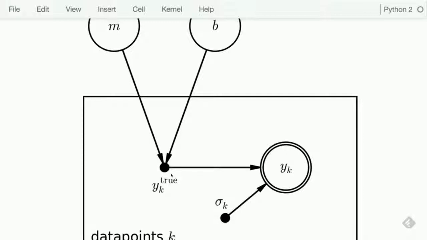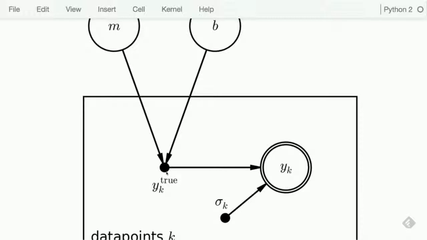xk as a constant, we can just go ahead and predict the true value of y, because we know the gradient m and we know the intercept b and we know the x value. So y equals mx plus b. And then the only thing left to take into account is the observational uncertainty. So if there was intrinsic scatter, this thing here would no longer be a dot. It would be a circle.